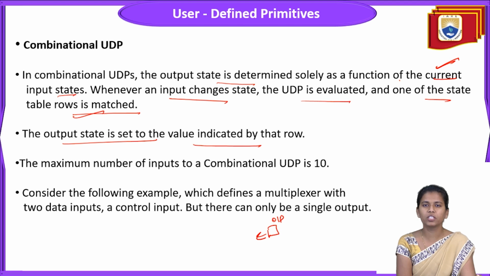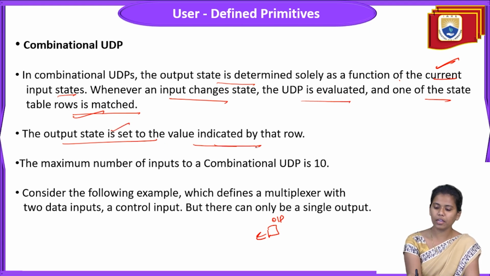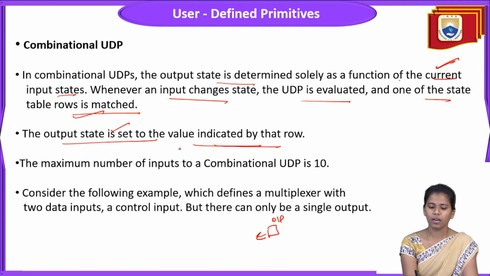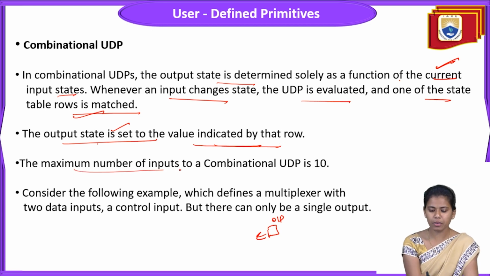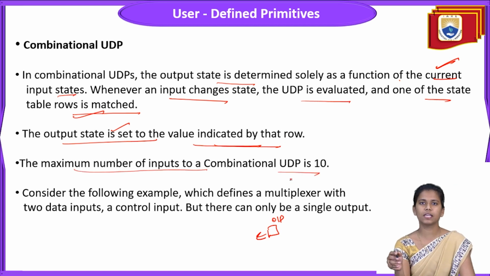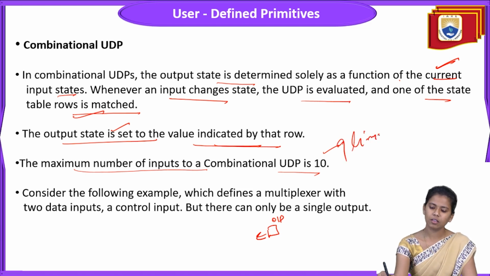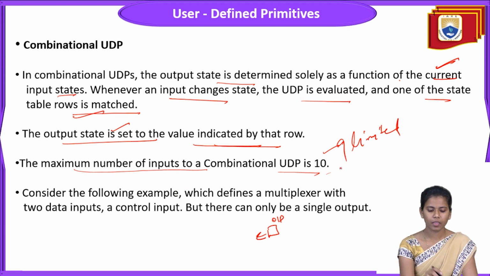So the output, whatever changes have been made to the input, we will be observing at the output section, right? That output state is set to the value indicated by the row. Whatever row it is matching, the output state is set to that particular row. The maximum number of inputs of a combinational UDP is set to 10, but the limited number of inputs is set to 9. 9 is limited, but the maximum number of inputs is 10.